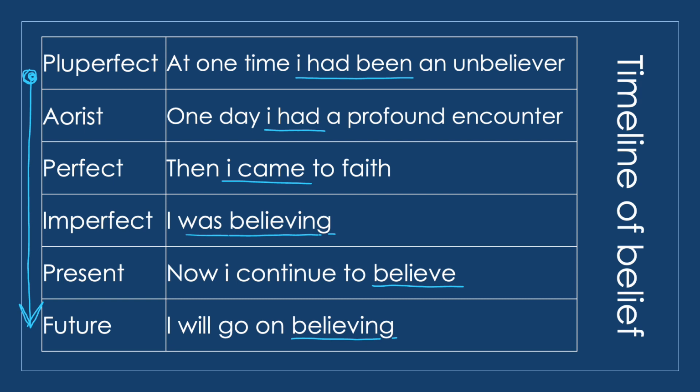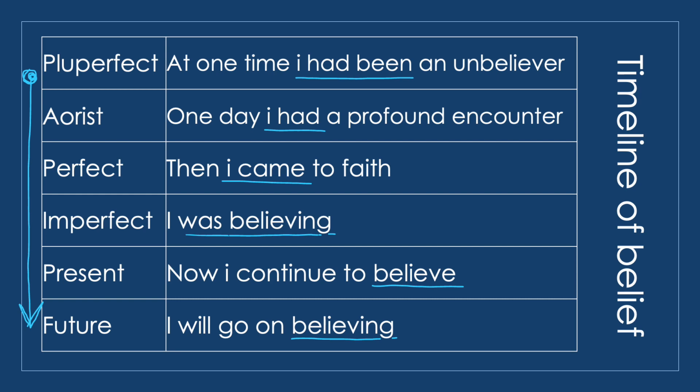Then I came to faith. The perfect tense, it was something that was happening over a period of time and has now been completed. I was believing. I was believing in God. The imperfect started in the past tense and is continuing. Now I continue to believe. That's present tense. And by using the word continue rather than just saying now I believe, I've emphasized that there is continuity. So it is continuous present.